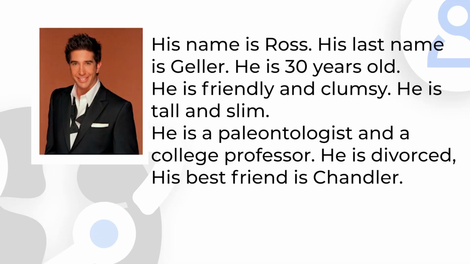Let's do this for Ross, okay? I'm going to show you as an example, and then as a homework, you will do the other ones and post in the comments. Promise you will do it, okay? So take a look at the screen. His name is Ross. So remember the possessive adjective. His name, his car, his friend. His name is Ross. His last name is Geller.